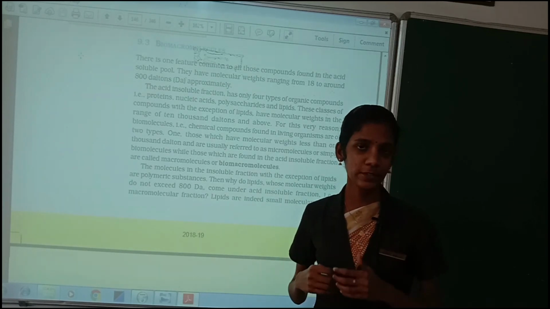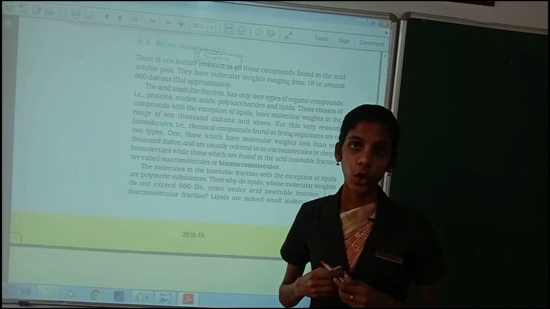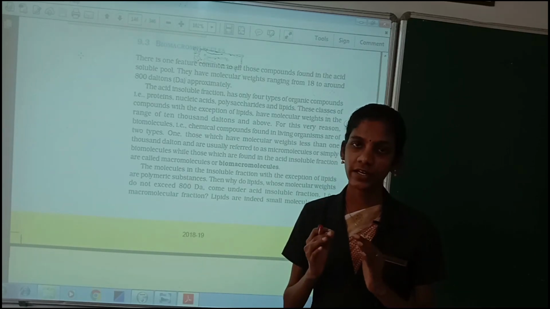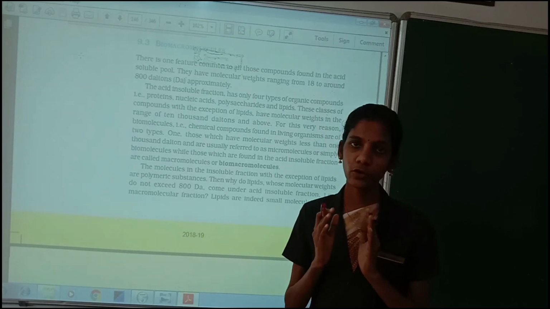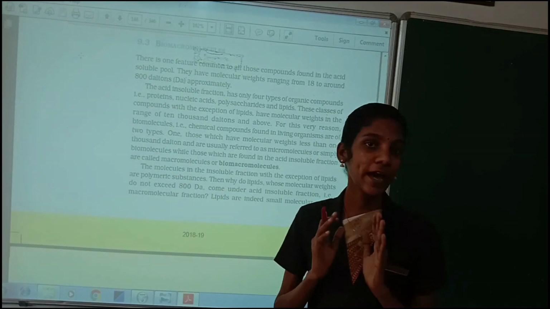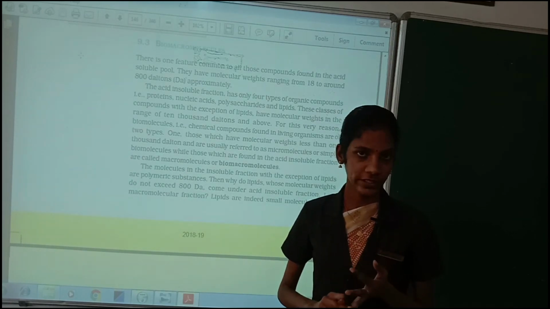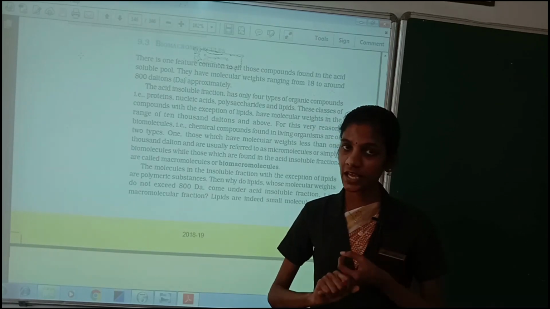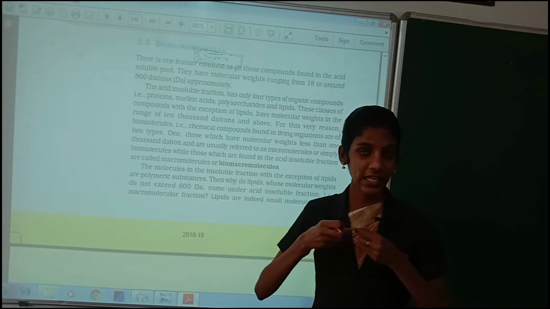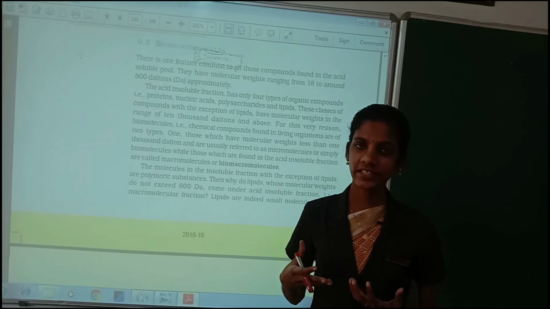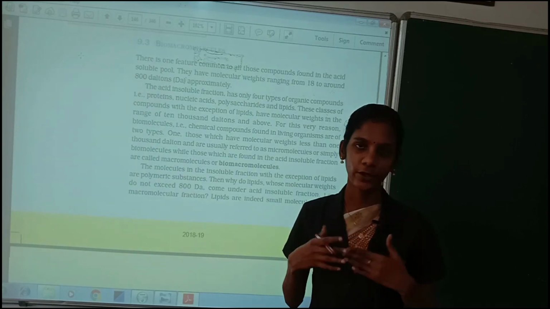Can you give some examples for biomacromolecules? Examples are carbohydrates, proteins and fats. These are longer compounds, or these are the larger compounds. These larger compounds can be considered as biomacromolecules.